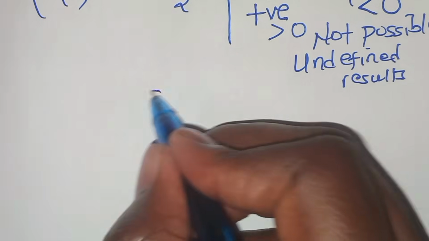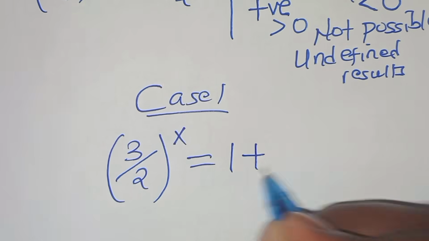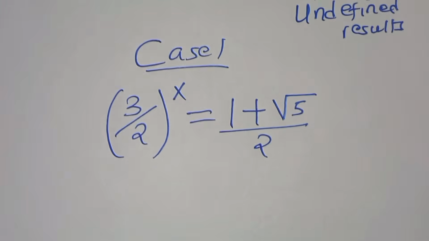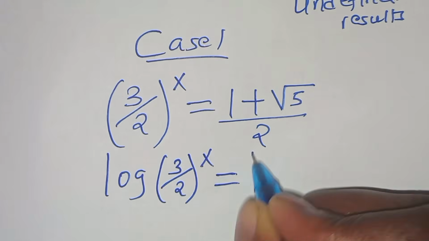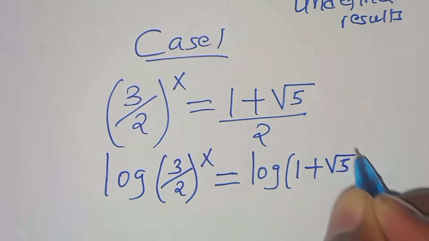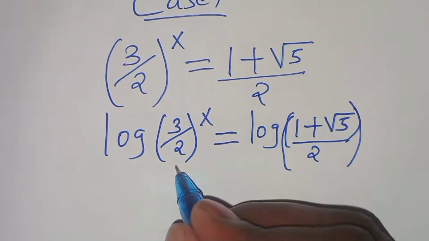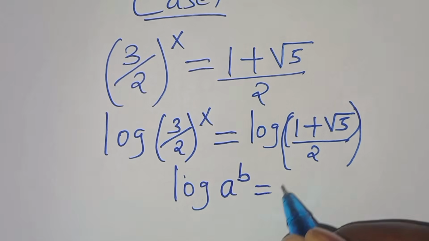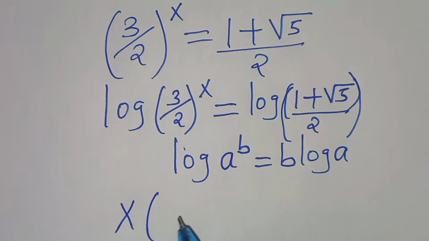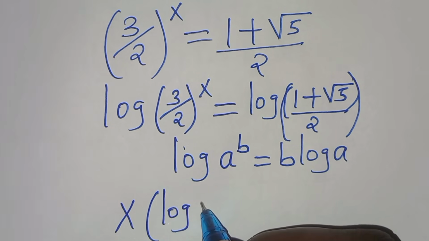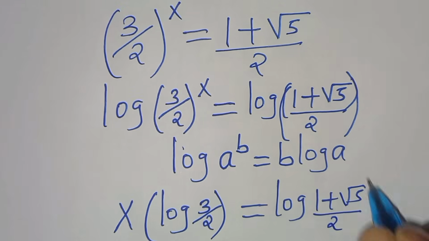Now, let's proceed with case 1 here. Here we have 3 over 2 raised to the power of x. This is equal to 1 plus square root of 5 divided by 2. To solve for the value of x here, we introduce logarithm on both sides. We have log of 3 over 2 raised to the power of x, which is equal to log of 1 plus square root of 5 divided by 2. So log of 3 over 2 raised to the power of x is in the form of log a raised to the power of b, which can be expressed as b log a. Applying this power log property, then we have x into the parentheses, log 3 over 2, close the parentheses. This is equal to log of 1 plus square root of 5 divided by 2.